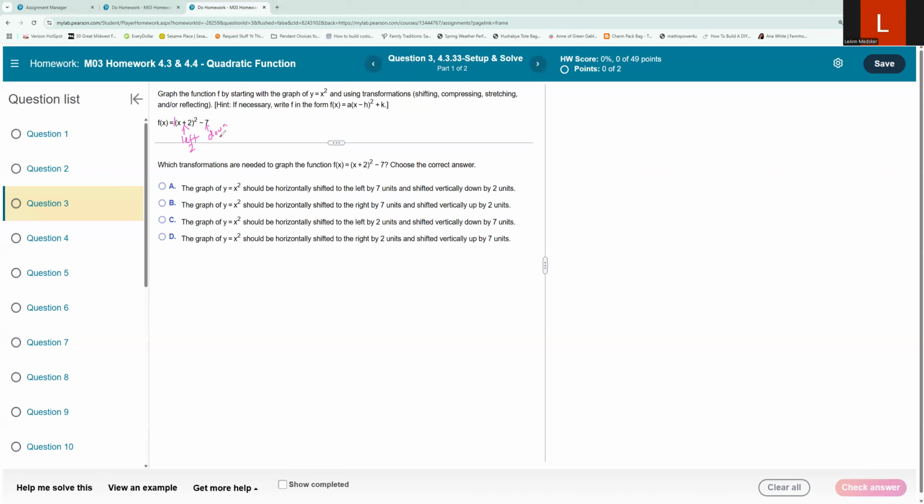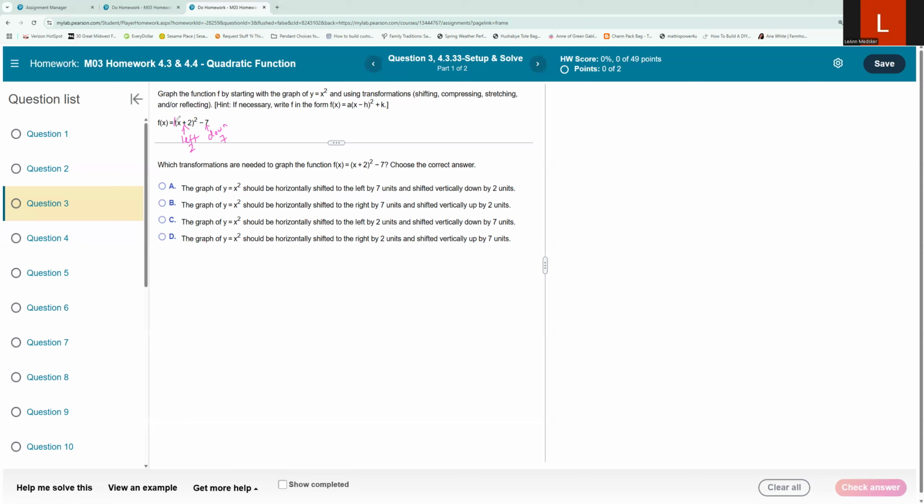Now we need to talk for a minute, because if I was doing this in order, this part inside the squared part would happen first, because that's the order of operations. Then we would talk about the coefficient out front and see if anything's going on with that. After that, you would then shift down 7. That's how you would actually go through the order.